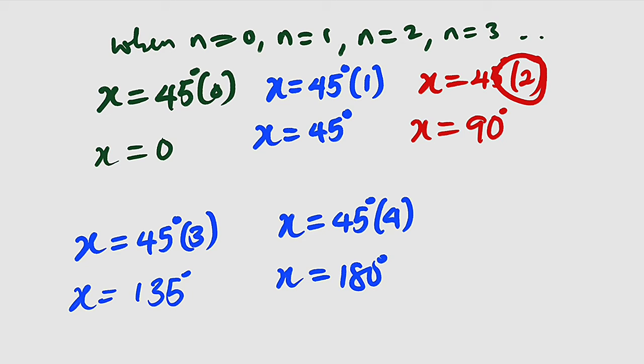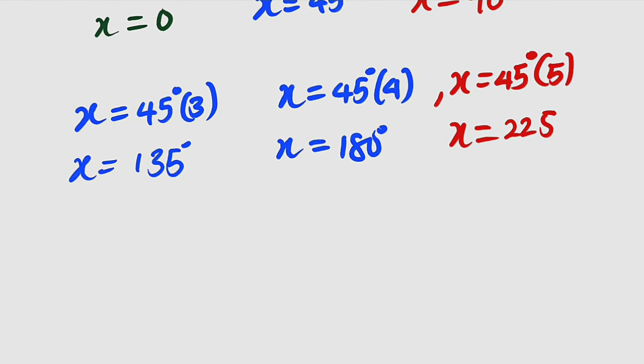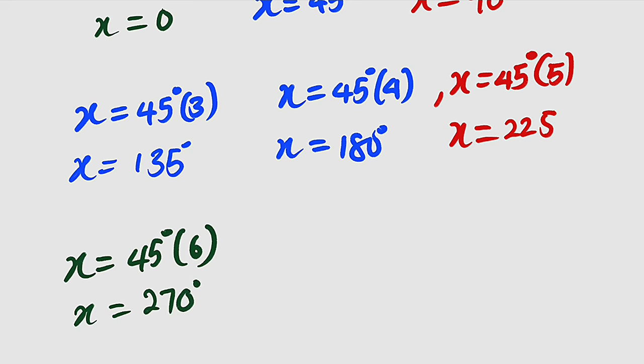We move on to when n is equal to 5. We have x equal to 45 degrees multiplied by 5, and this is equal to 225. We move on. When n is equal to 6, we have x equal to 45 degrees multiplied by 6, and x will be equal to 270 degrees. We move on to when n is equal to 7. We have x equal to 45 degrees multiplied by 7, and this is equal to what?